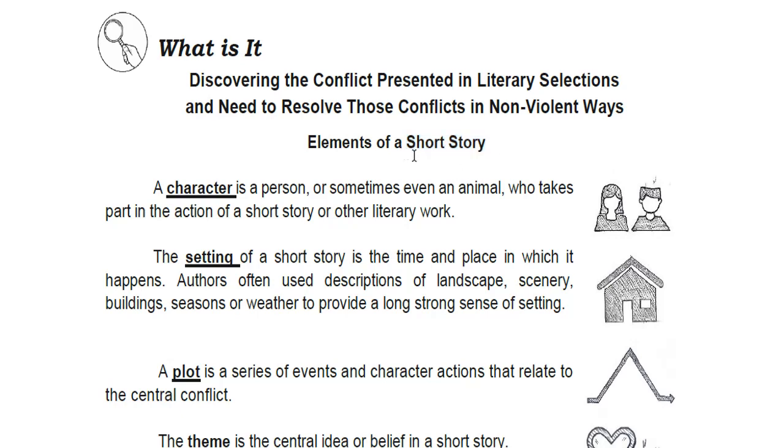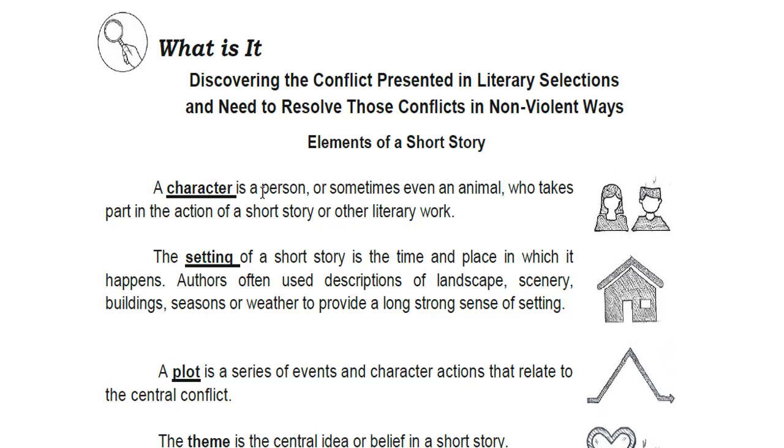Okay? So that's the reason why it is called short. Short story in Tagalog means maikling kwento. So we have here the elements of a short story. The first one is character. So when we say character, that is tauhan in Filipino.